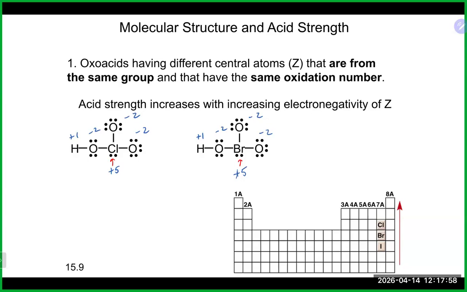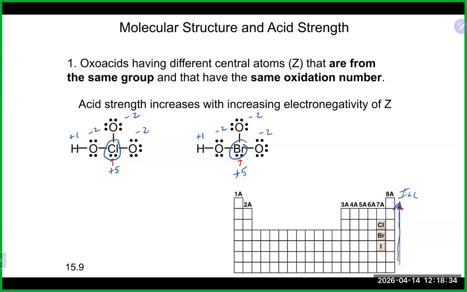So if we were to compare these acids based on oxidation number, they both are +5, so that's not going to do us much good. Because we can't use oxidation number or oxidation state here to compare, we default to electronegativity. We want to compare the electronegativity of these central atoms. They are both from group 7, and electronegativity increases as you go upwards in group 7. So what does that mean?